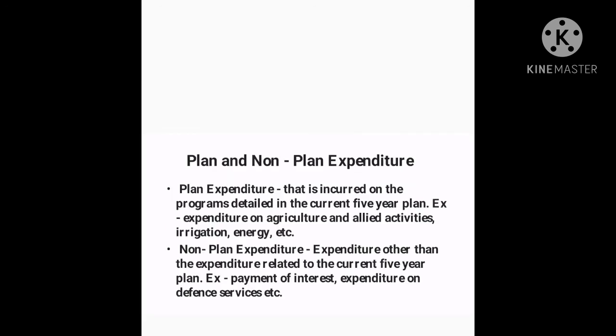Now, plan and non-plan expenditure. Plan expenditure is incurred on the programs detailed in the current 5-year plan. Example, expenditure on agriculture and allied activities, irrigation, energy, etc. Plan expenditure includes what is already planned in the budget. Non-plan expenditure is expenditure other than the expenditure related to the current 5-year plan. These are not planned. Example, payment of interest, expenditure on defense services, etc.